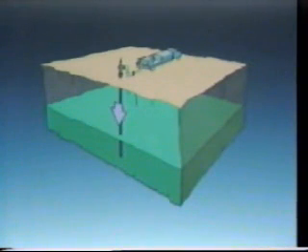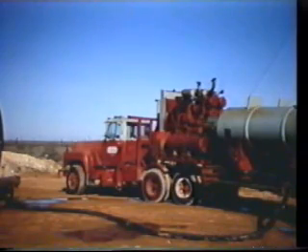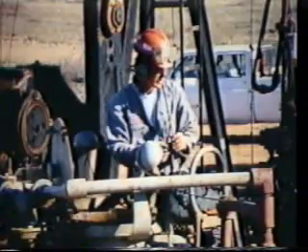Acidizing involves the pumping of an acid solution, usually hydrochloric and hydrofluoric acid, down the well and into the pore spaces of the rock formation. The acid partially dissolves the materials found in between the grains of the rock, or dissolves a portion of the rock itself, increasing the size of the flow passages. A variety of other chemicals is added to the acid solution to ensure that it does not harm the steel tubing and casing and to maximize its effect on the formation.